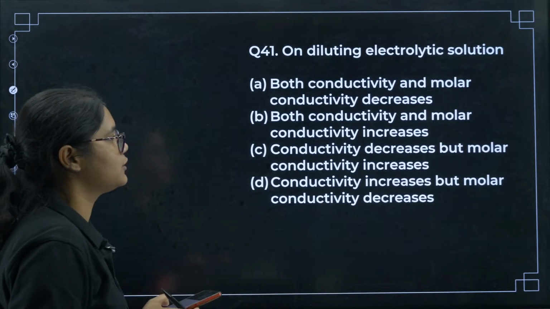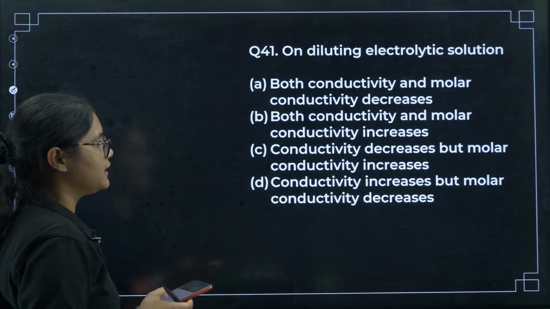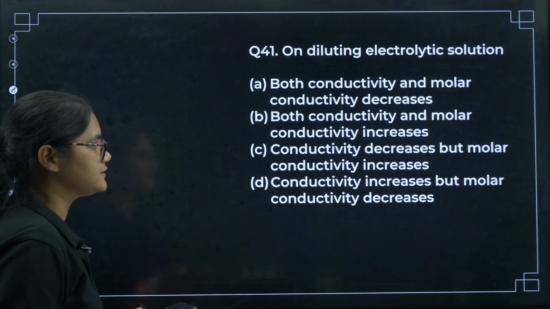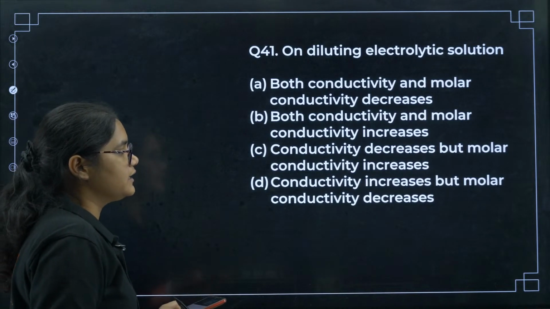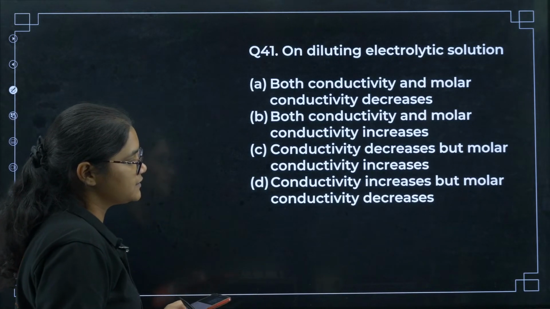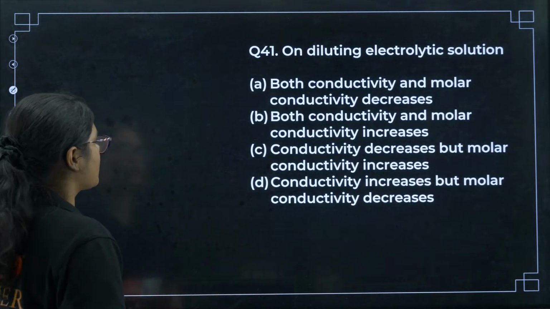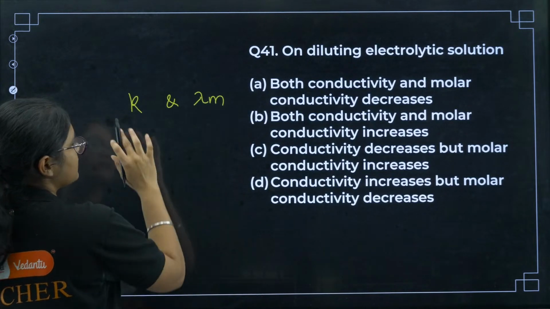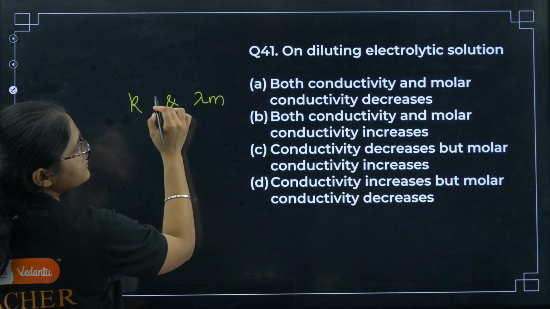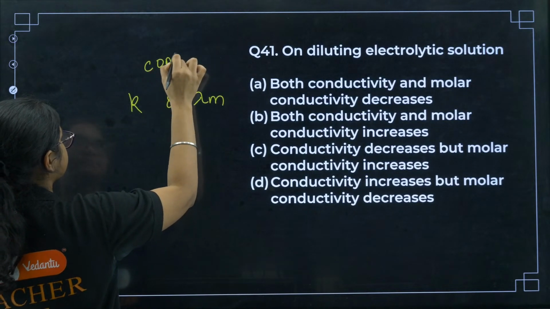Next, question number 41. On diluting an electrolytic solution, both conductivity and molar conductivity decrease; both conductivity and molar conductivity increase; conductivity decreases but molar conductivity increases; conductivity increases but molar conductivity decreases. So we are talking about kappa and lambda m, the dependency of these two on concentration.